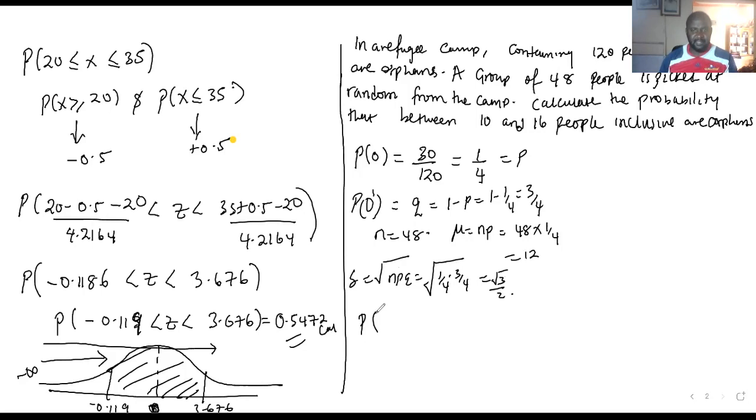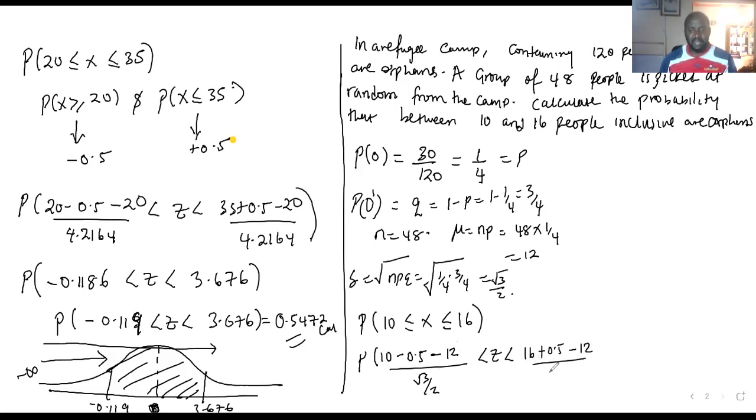Therefore, the probability of 10 ≤ x ≤ 16 is going to be what? Because 10 is less than or equal to x, by standardizing we shall subtract it off, and we shall have the probability of (10 − 0.5 − 12) divided by sigma, which is √3/2, is less than Z less than (16 + 0.5 − 12) divided by √3/2. Calculator, confirm that probability.